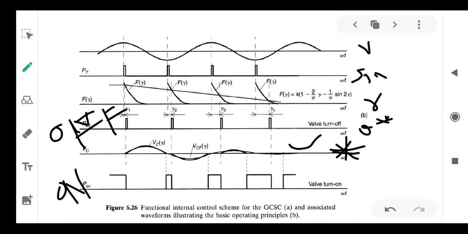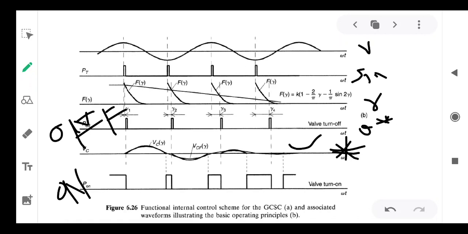To overcome the disadvantages of GCSC, that means injection of voltage harmonics are more, therefore let us go for TCSC controller. Instead of TSSC, we will go for TCSC controller.